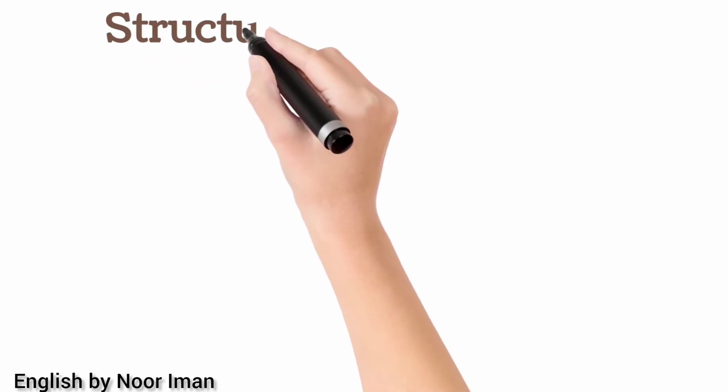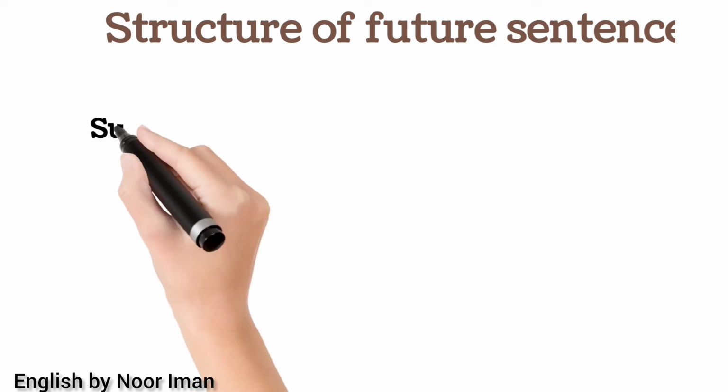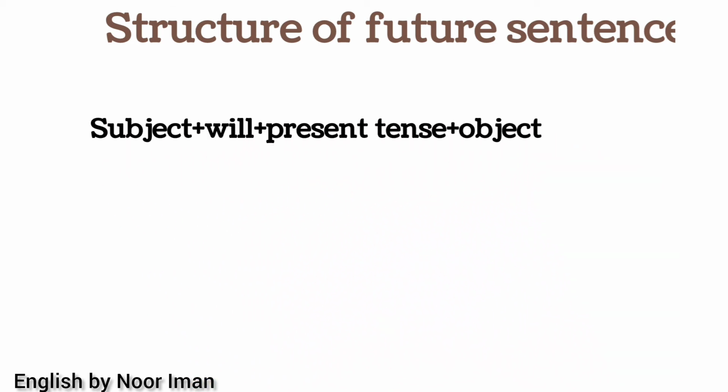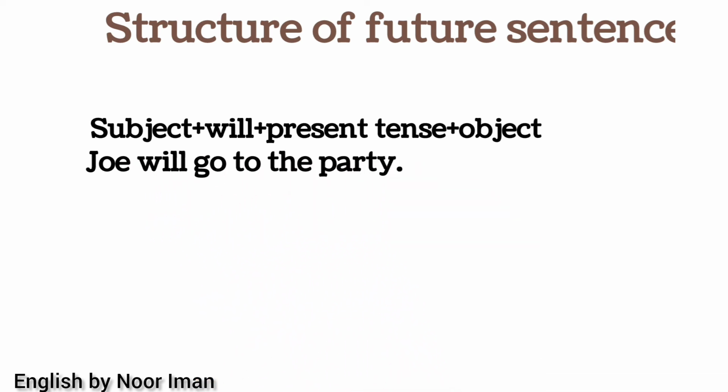Now comes the structure of future tense. For positive sentences: subject plus will plus present tense plus object. Joe will go to the party.